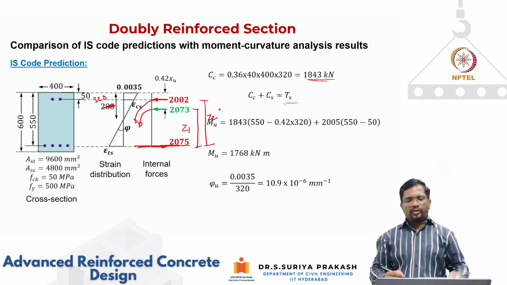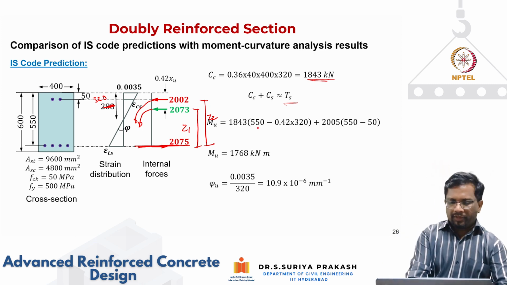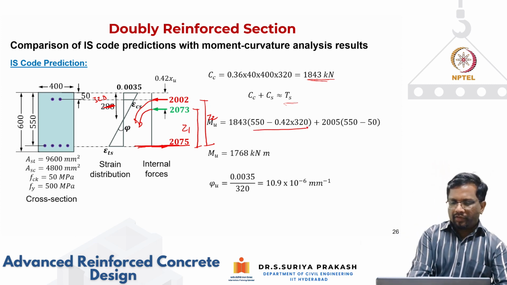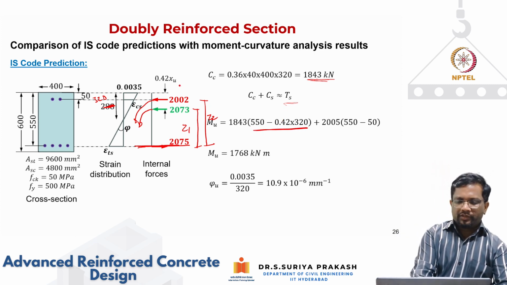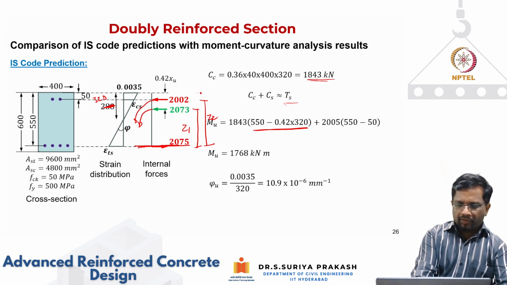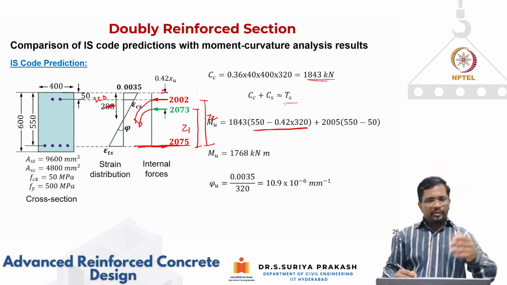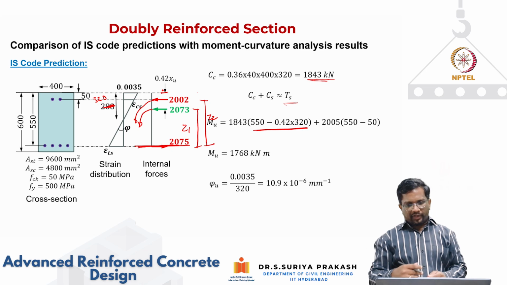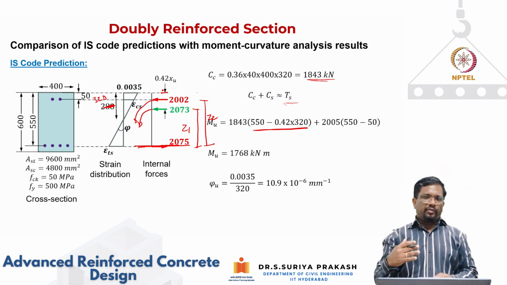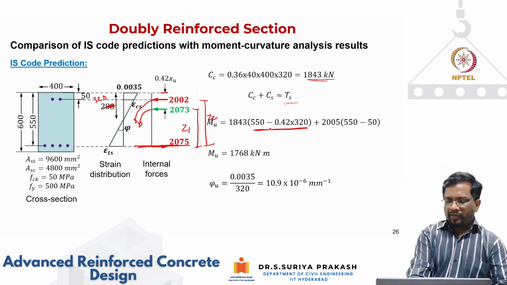What is Z1 for the concrete contribution force? It is going to be D minus 0.42 XC. So this distance is your 0.42 XC. This we have seen, as per your IS code. That is your CC, located at a distance of 0.42 XC from your top fiber. So the lever arm is this.